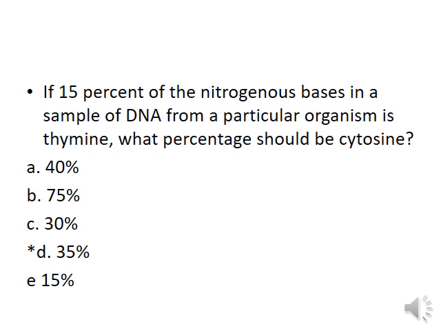In looking at this question, 15% of the nitrogenous bases in a sample of DNA from a particular organism is thymine. What percentage should be cytosine? Let's remember the base pair, A to T and G to C. So that if we know that the thymine is 15%, then the adenine has to be 15%. So the 15 and the 15 is equal to 30. That leaves us with 70. If we divide that by 2, because we know that the cytosine and the guanine have to be equal, then that will be equal to 35%.